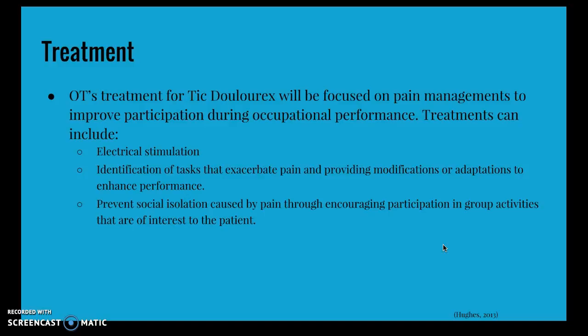OT treatment for TD will be focused on pain management to improve participation during occupational performance. Treatments can include electrical stimulation, also identification of tasks that exacerbate pain, and providing modifications or adaptations to enhance occupational performance. With TD, social isolation is also really common because of the pain. So OTs can help in preventing that social isolation through encouraging participation in group activities that are of interest to the patient.